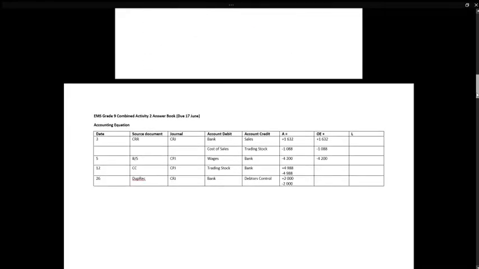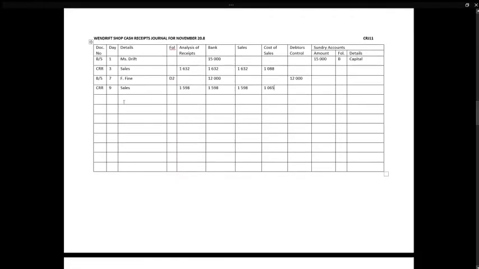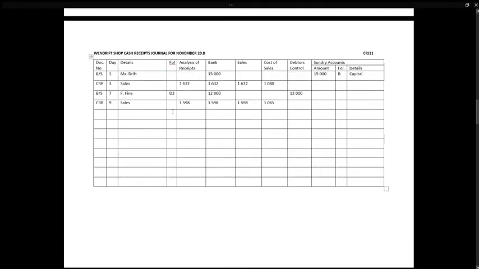Right, so next transaction. The next transaction also took place on the 9th. S. Smoot settled her account by making a direct deposit into the bank account of Wendriff Shop of 5,000 Rand. So this means that she paid directly into the bank account. Therefore, source document, once again, bank statement. It took place on the 9th. I'm not going to write the date again.